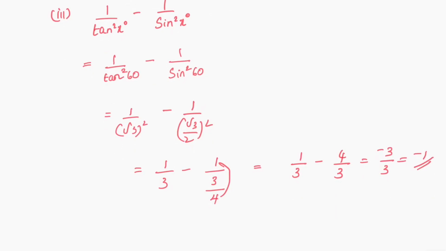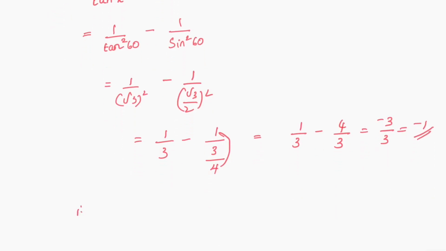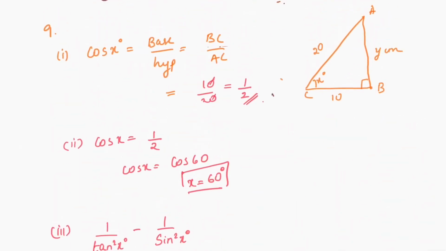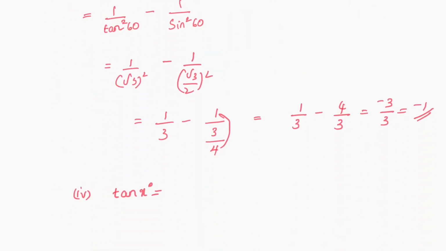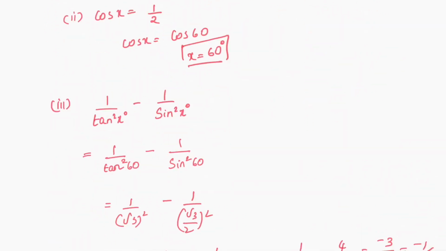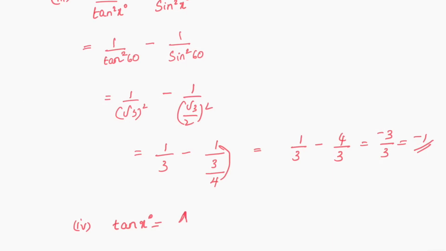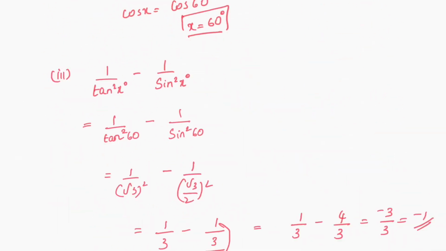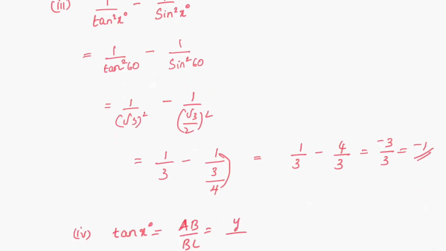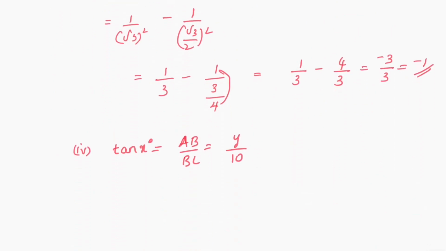Now use tan X to find the value of Y. How do we use tan X to find the value of Y? From the figure, tan X degree equals, what is tan here? Tan X is perpendicular by base, correct? So you get perpendicular is what? AB. AB by BC will give you tan X. So what is our AB? AB is not known to you, Y. BC is 10.